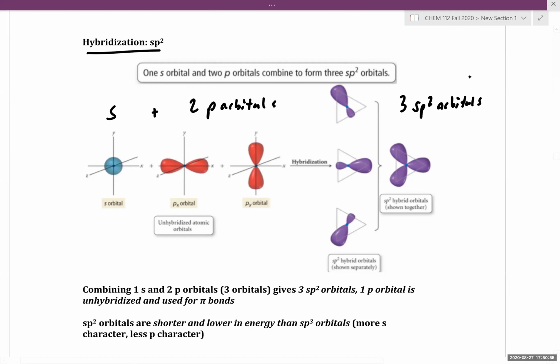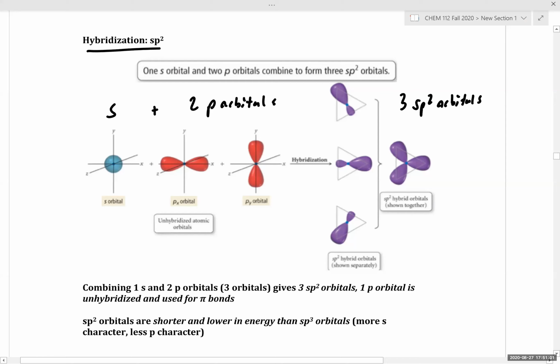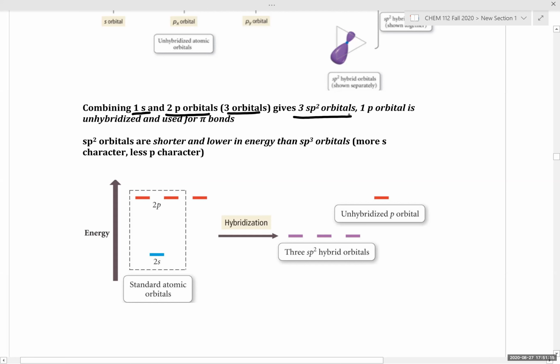Now, let's unpack this next point, looking at our orbital box diagram or orbital energy picture. When we combine an s orbital and two p orbitals together and hybridize them to adopt the sp2 hybridization, we've used an s orbital and two of our p orbitals. What is left over? What orbital is left over in this process? Is there an orbital that is not used for hybridization?